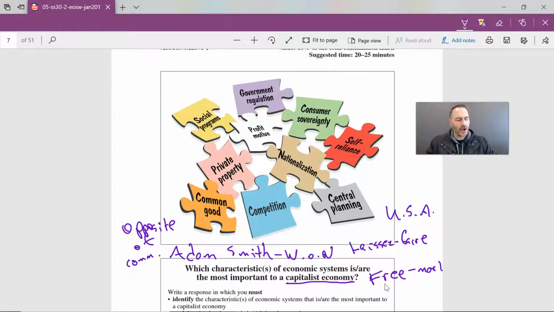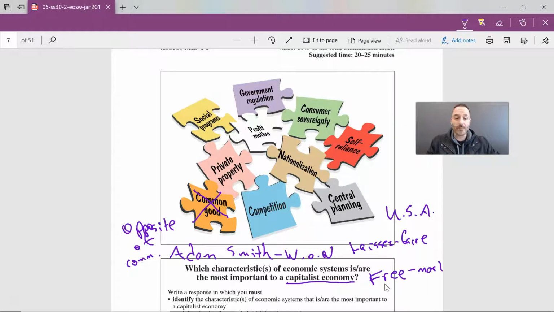Common good. Does that apply to a capitalist economy? Well, no, you're not working for the common good. You are focused on self-interest. So common good gets a big X on it. That doesn't work. Common good, communism, collectivism, right? That is not capitalism. Capitalism's on the right. Common good, collectivism, communism, socialism, right? They're all focused on the common good. That's on the left, okay? That's not congruent with the capitalist economy.